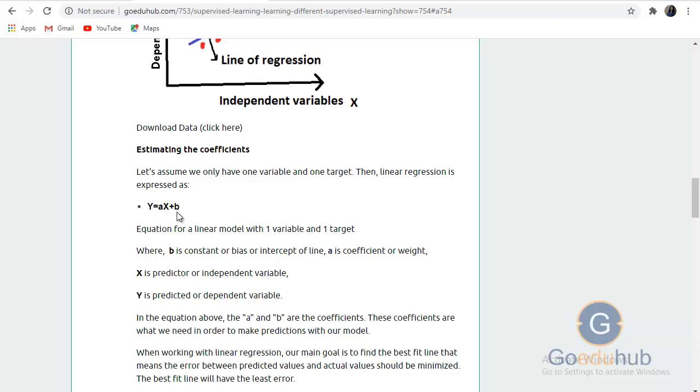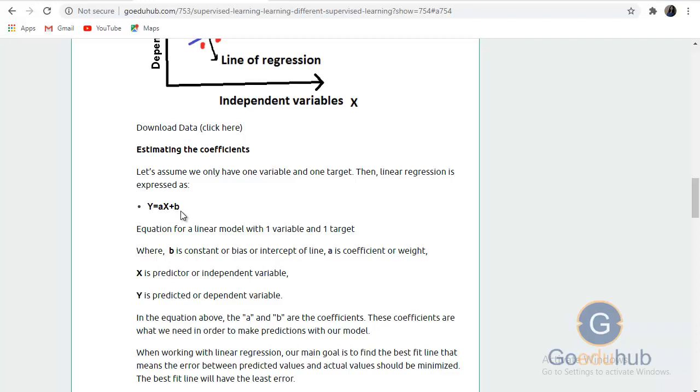And here b is a constant, or you can call it the bias or intercept of the line. And here a is a coefficient or weight. And x, you already know, is a predictor or independent variable, and y is the predicted or dependent variable. So in this equation, a and b are the coefficients, and these coefficients are what we need in order to make predictions with our model.